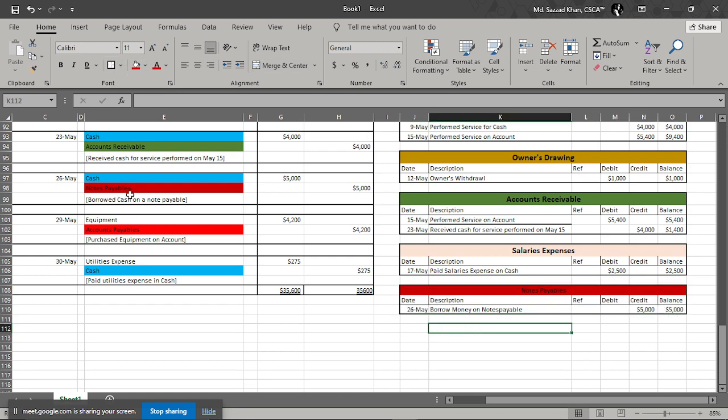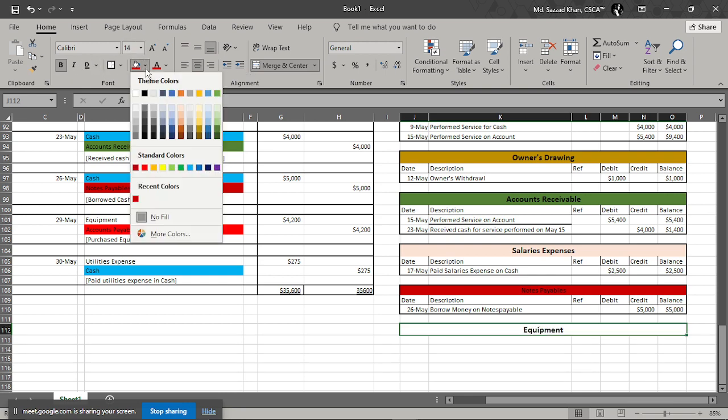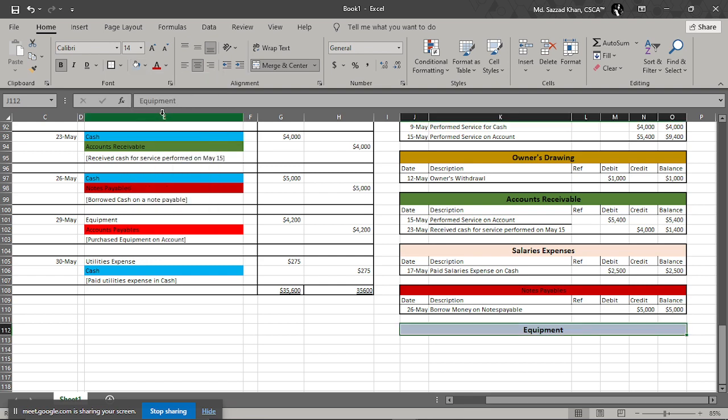Then what comes after notes payable? Equipment. Right? Copy it. Paste it. Equipment. Also May.